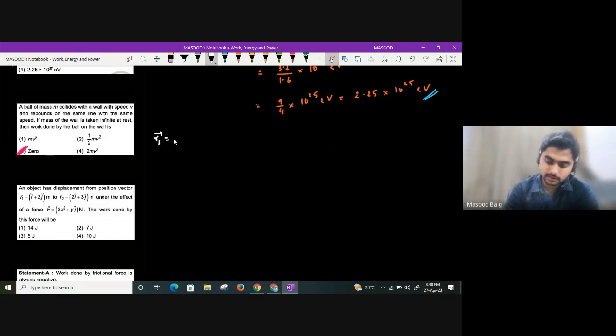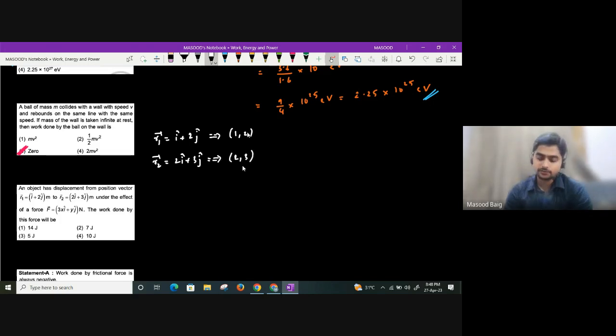An object has displacement from one position to another, it is given, guys, under the effect of a force. As you can see, R1 bar is given as i cap plus 2j cap, so I can say its position coordinates are 1 comma 2. R2 bar is given as 2i cap plus 3j cap, and it has coordinates 2 comma 3. What is the force given? It is given as 3x i cap plus y j cap. What is the work done by this force, they are asking?